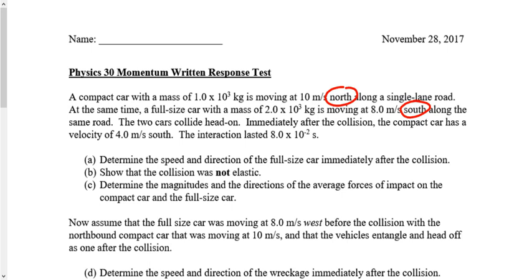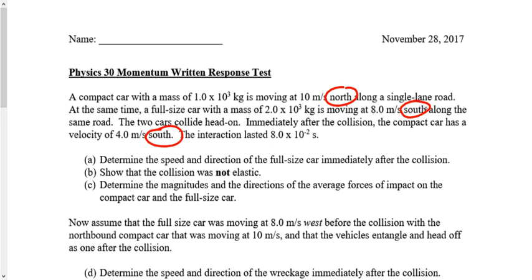Immediately after the collision, the compact car is moving to the south, and we don't know how the full-size car is moving. We just know that the interaction lasts 8.0 times 10 to the negative 2 seconds. We want to find the speed and direction of the full-size car. We want to show that it was inelastic, not elastic, and we want to find the force and direction of the average forces of impact on both cars.